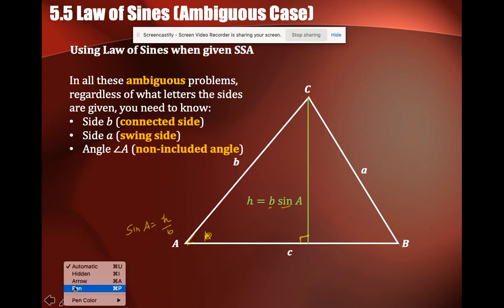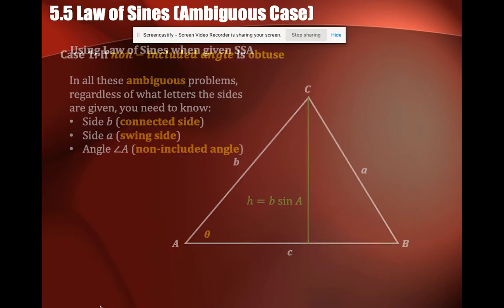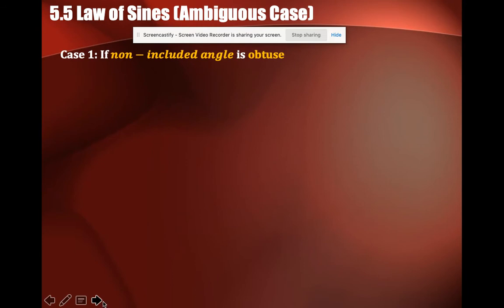So it is important, as I said before, every time you recognize you have side-side-angle, which again, read that backwards, you see what it is, you need to identify the non-included angle. So if I've given you B, B is connected to the non-included angle, and A is the swing. Because this angle isn't fixed, I can swing that angle around. So I have a bunch of different cases.